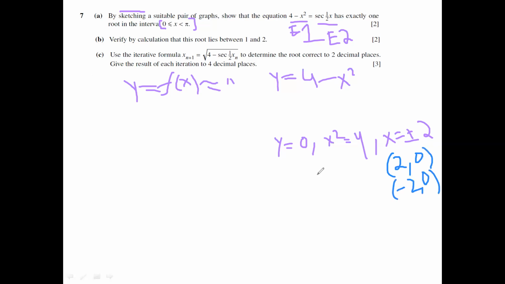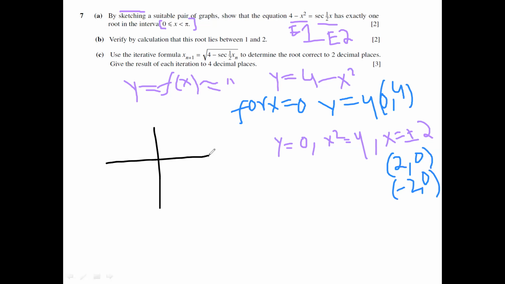Also we can find a point for x equal to 0, which would give us the y-intercept. So at x equal to 0, y equals 4. So now we have 3 points, and the third is 0 comma 4. Now we should try to plot this and see what it gives.